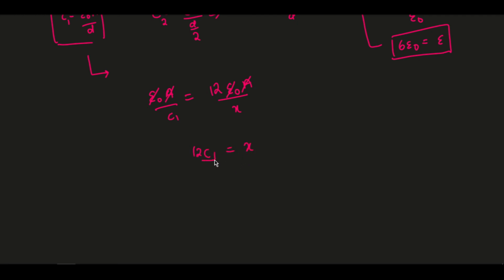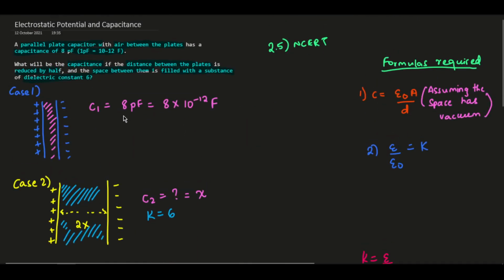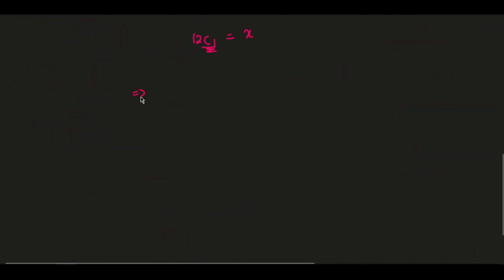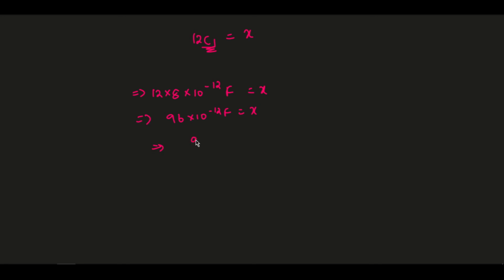So we need to find out what is 12C1, and we know from before over here that C1 is basically equal to 8 picofarads. So this would just give us 12 into 8 into 10 to the power of minus 12 farads, which is equal to X. This would be 96 into 10 to the power of minus 12 farads equal to X. We can just represent this as 96 picofarads. And this is our answer.